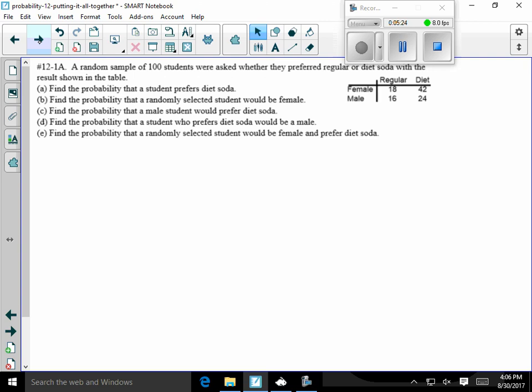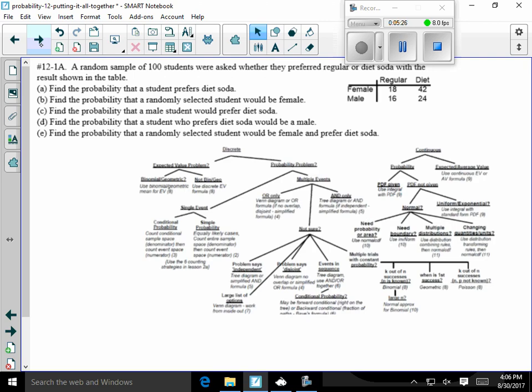Okay, so as I'm thinking about this, I'm looking at my chart here of possible strategies, and the first thing I notice is that the numbers involved here, these values here, are all integers, right? So we're talking about a discrete situation here. That means we're only going to consider strategies that are used for discrete probability. We are talking about probabilities, so we're talking about a probability problem here.